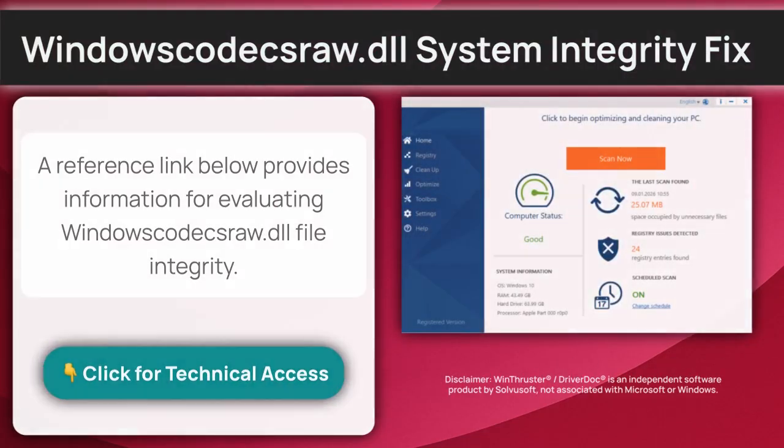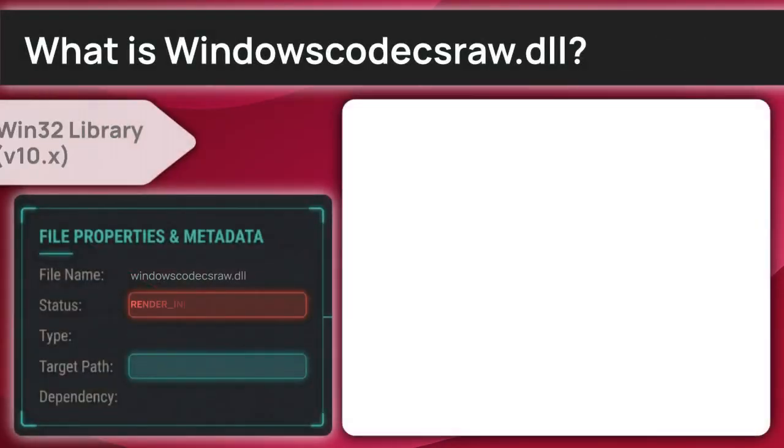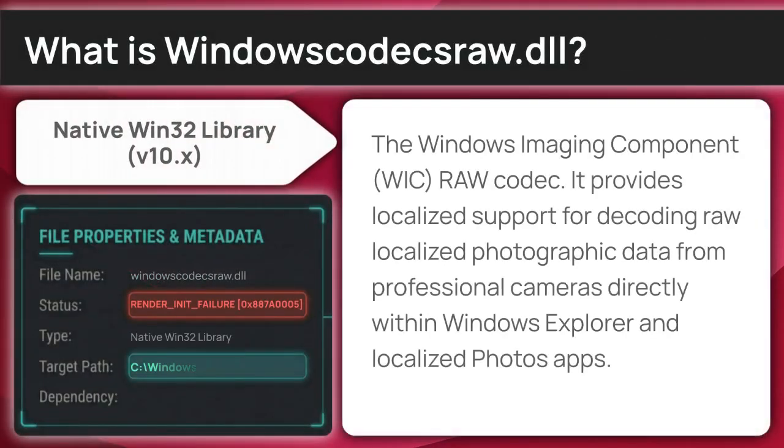This is the Windows Codecs RAW, the Windows Imaging Component, WIC RAW Codec. It provides localized support for decoding raw photographic data from professional cameras directly within Windows Explorer and the Photos apps. With the explanation out of the way, let's refresh the affected files.